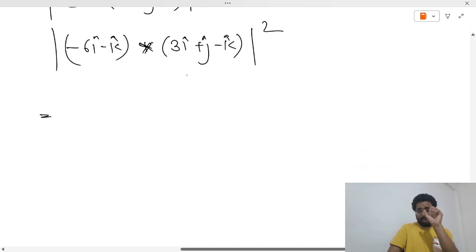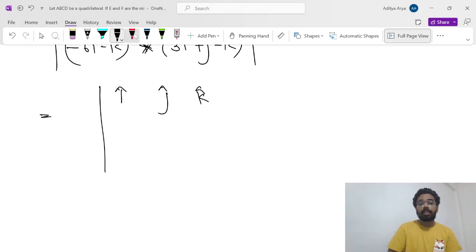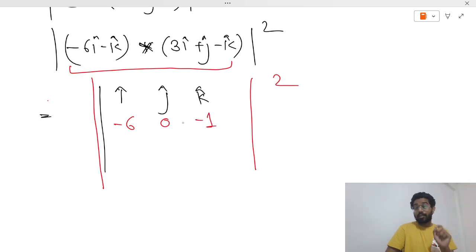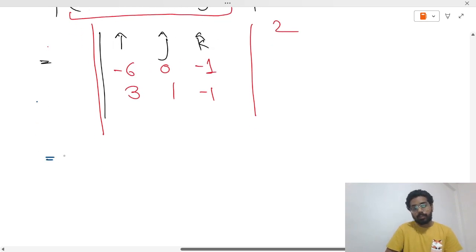Now, before I calculate the magnitude square, I will write down the method to calculate the cross product. So I am just calculating the cross product over here. After that, you can take the magnitude square. So minus 6, 0, and minus 1. Make sure that you are putting focus over here. No calculation mistake is allowed in the examination. Over here, 3, 1, and minus 1. All right. Now solve the calculative part and then you will get the answer. So this is equal to, I will put the symbol of magnitude square.